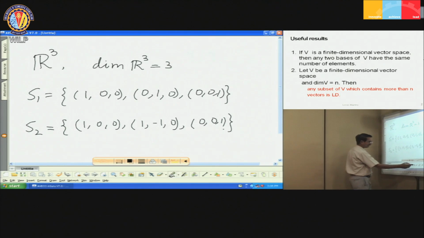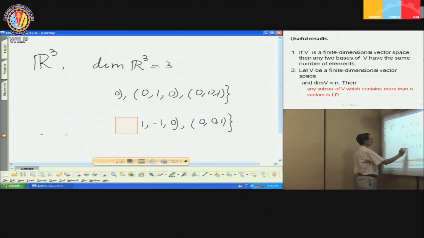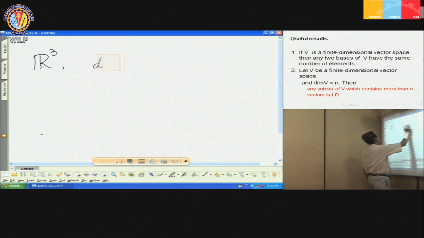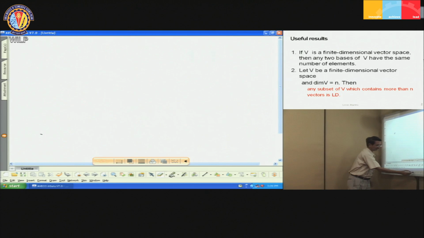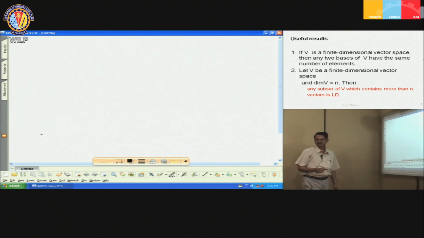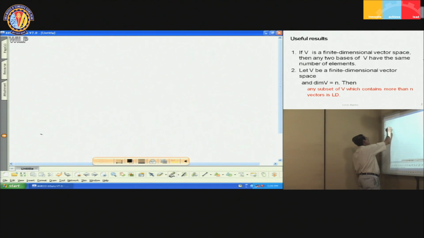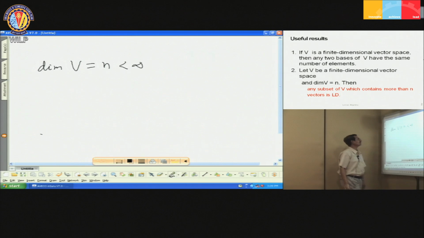Second property is also very important. If you look at the slide also, second property is that if V is a vector space and dimension of V is n, it is finite. Dimension of V is n and it is finite. Okay. Then it tells us that any set which consists of more than n vectors is linearly dependent.